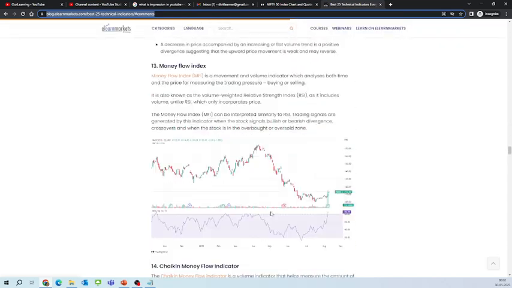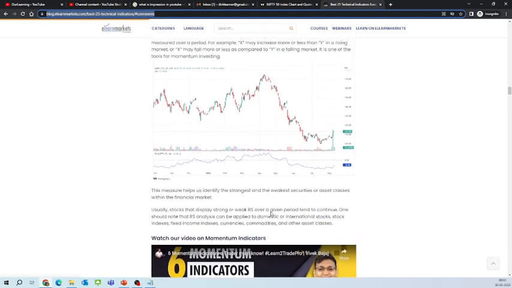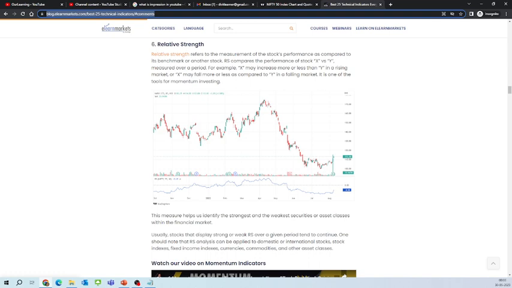Having said this, I'll not indulge too much into the complete blog, and let's just come back to the relative strength. If we talk about the relative strength, what is relative strength? Relative strength is a comparison of this particular stock to another stock, which can be a benchmark as well. It compares the performance of X and Y measured over a period, and that's how it shows you that line.